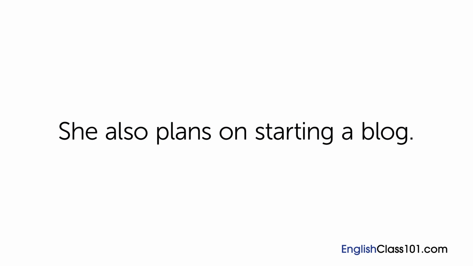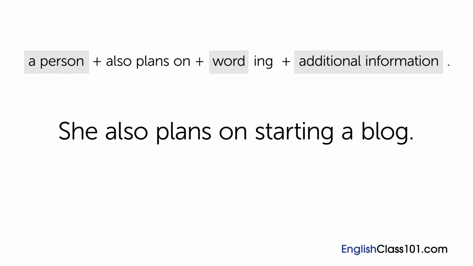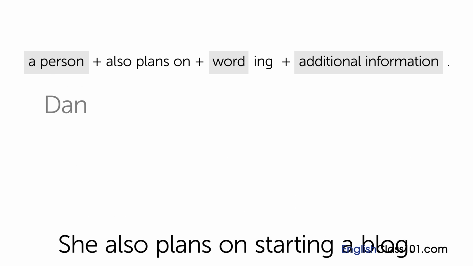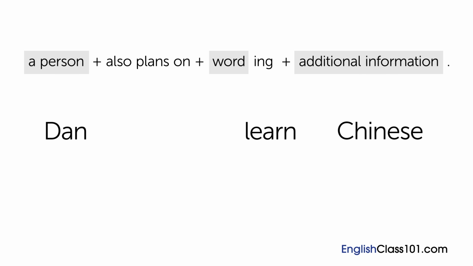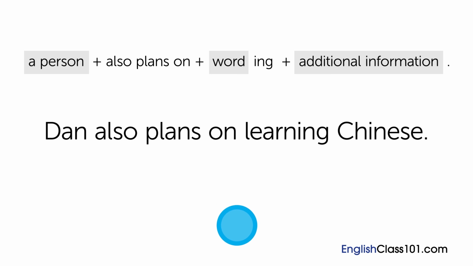You can adapt this sentence when you want to elaborate on a person's future plans. The structure is a person plus also plans on plus a word ending in ing plus additional information. Now you try. Imagine you want to tell someone that your friend Dan is also going to learn Chinese. Dan also plans on learning Chinese.